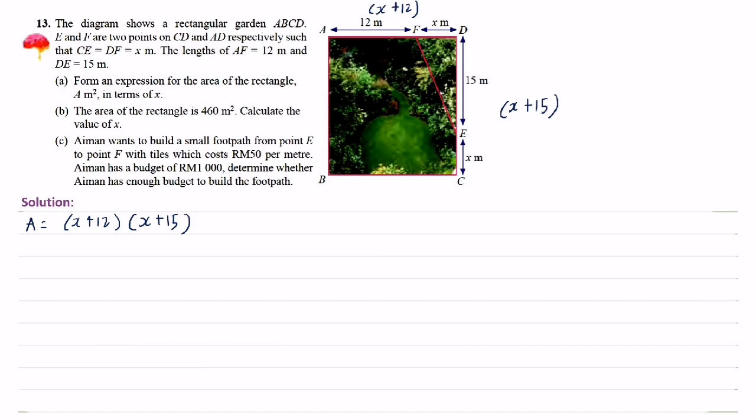And you need to expand these two brackets. S times S equals S squared. S times 15 equals 15S. 12 times S equals 12S. And 12 times 15 equals 180.